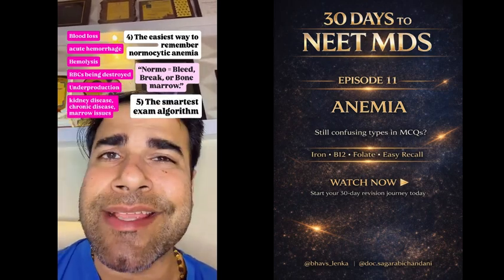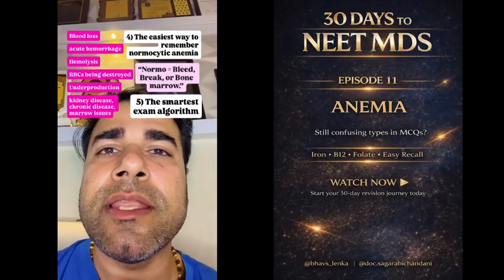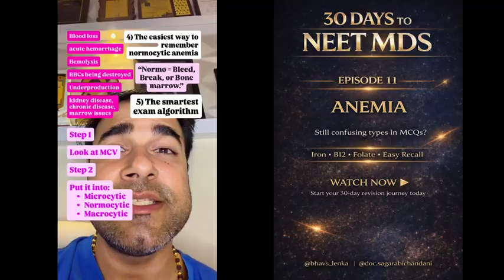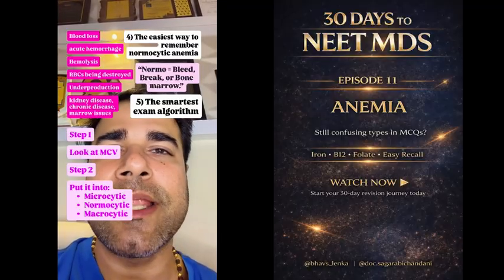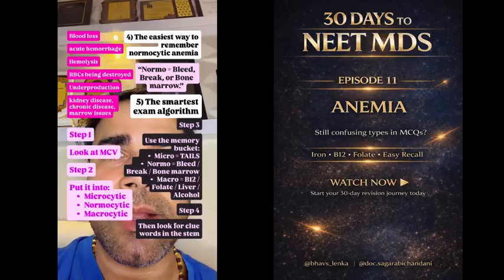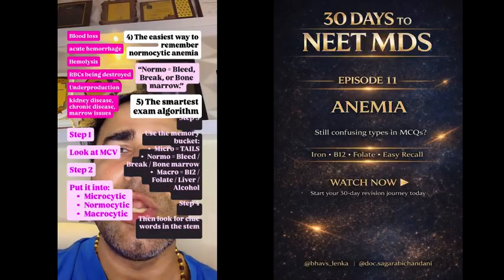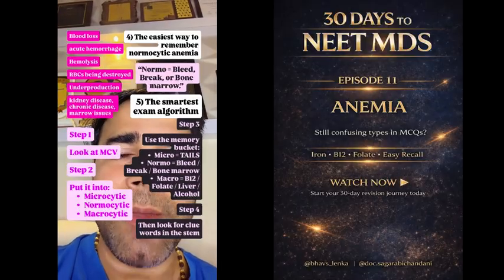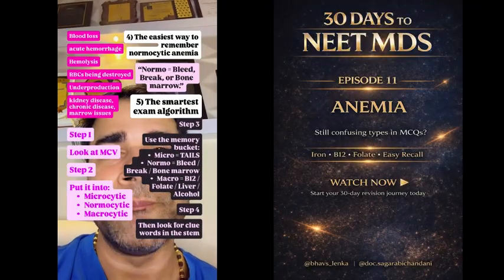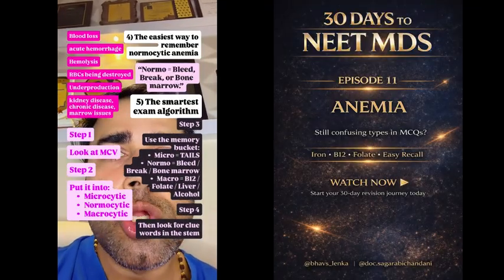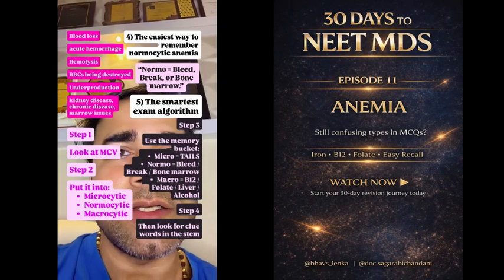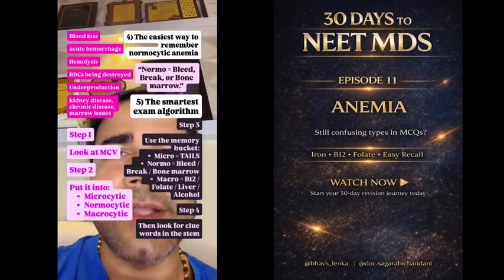Next, the smartest exam algorithm. When you see an anemia question, step 1, look at MCV. Step 2, put it into microcytic, normocytic, macrocytic. Step 3, use the memory bucket. Micro is TAILS, normo is bleed, break, bone marrow, macro is B12, folate, liver or alcohol. Step 4, then look for clue words in the stem. This is how exam setters want you to solve it.